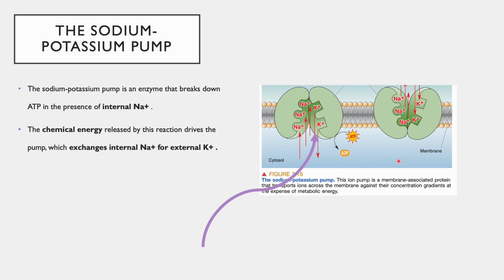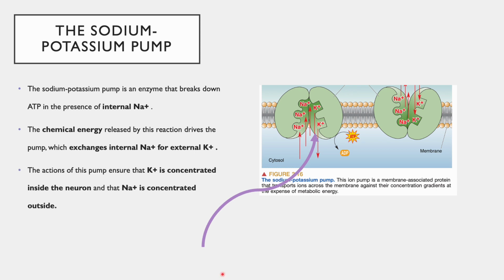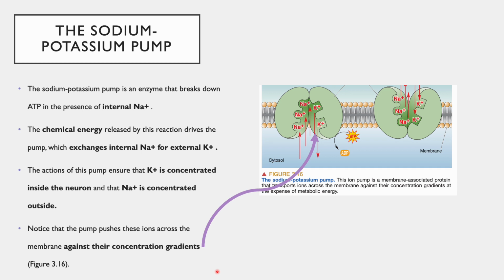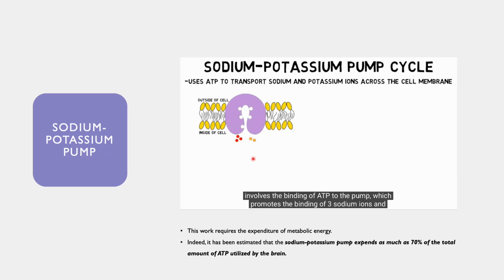The cytosol here is the inside of the cell, whereas up here this is extracellular fluid. The actions of this pump ensure that potassium is more concentrated inside of the cell, whereas sodium is more concentrated outside. Notice that the pump pushes ions against their concentration gradients. So let's take a closer look at the sodium-potassium pump.